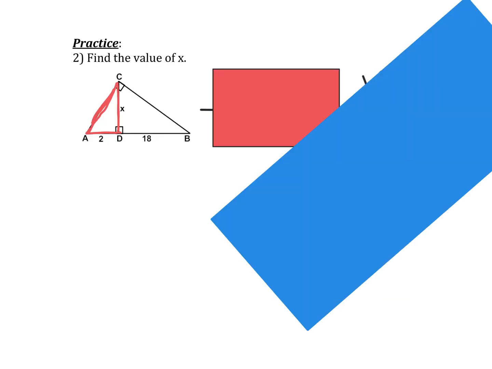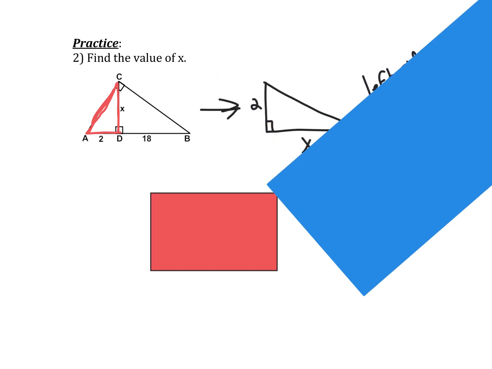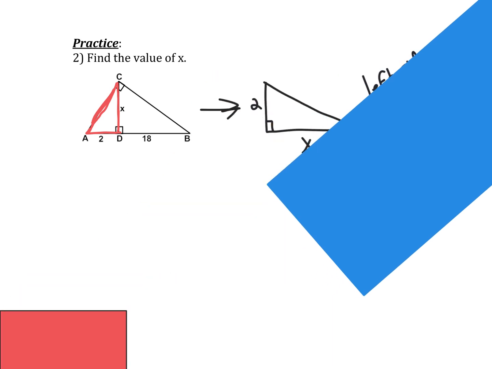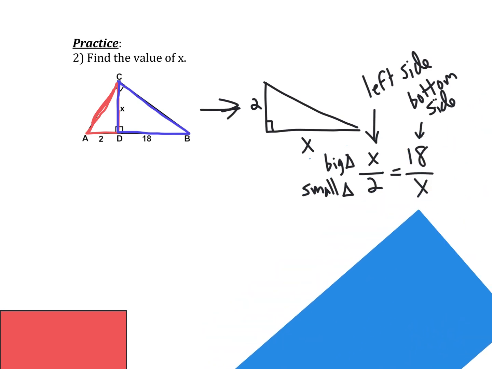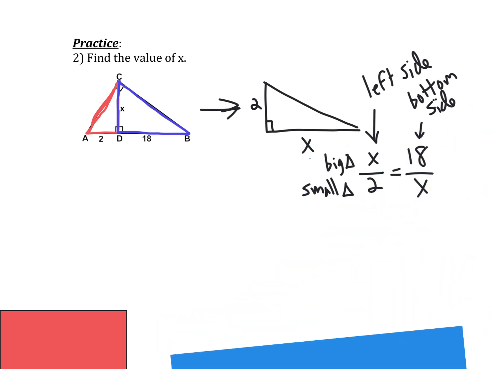So if we look at number 2, we're finding the value of x. What I did is highlight a triangle in red that I'm going to redraw over to the side here and just turn. And then the left triangle, I'll make in blue. We're trying to make up a ratio with those. From the big triangle, we have an x that matches up with the 2 over here, and then the 18 matches up with the x. So that would be a proportion.